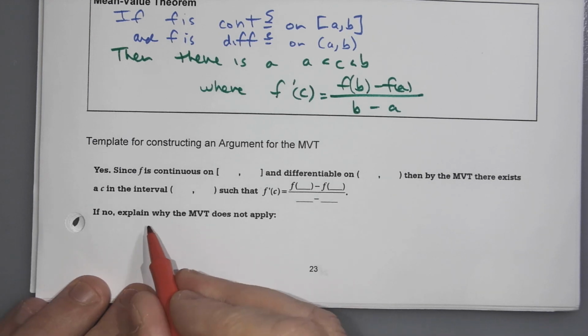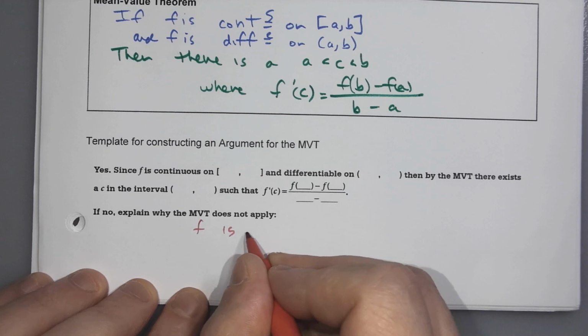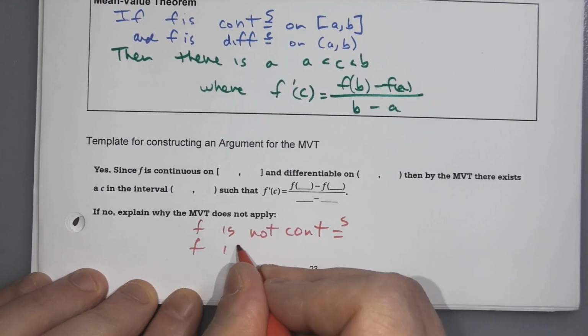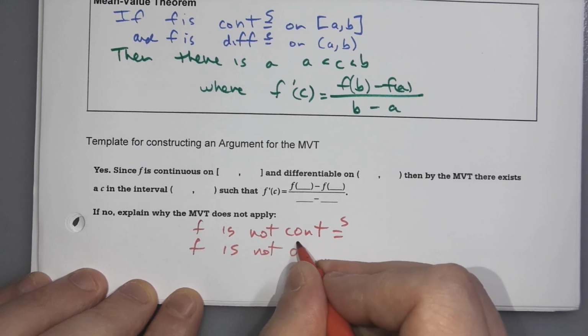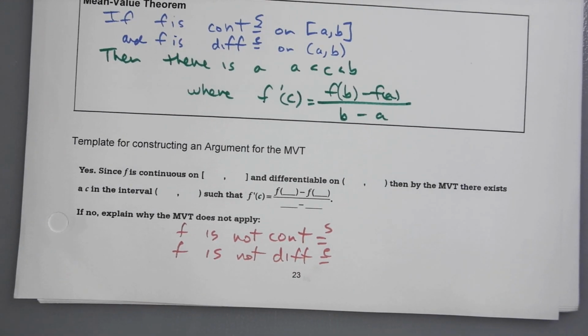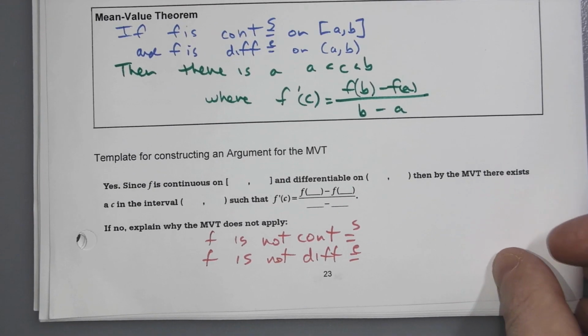If it doesn't work, if the MVT doesn't apply, then it'll either be f is not continuous or it'll be f is not differentiable. And so your goal becomes figuring out why it's not continuous or why it's not differentiable on whatever that interval is. So let's go to an example.